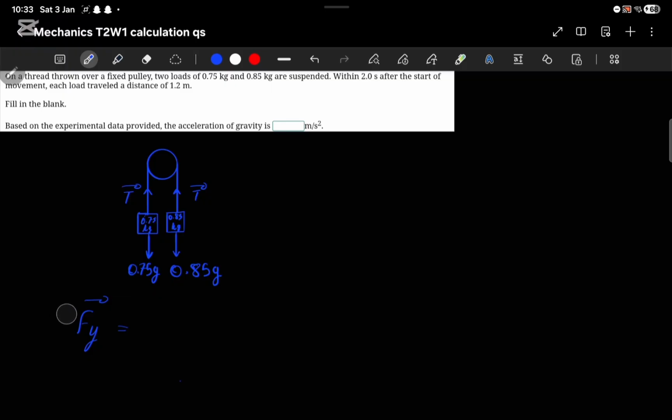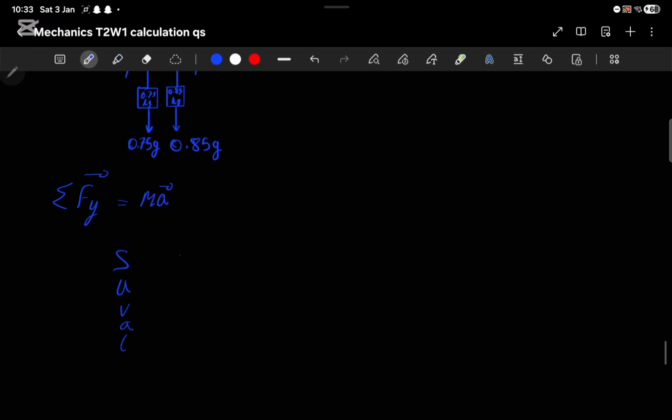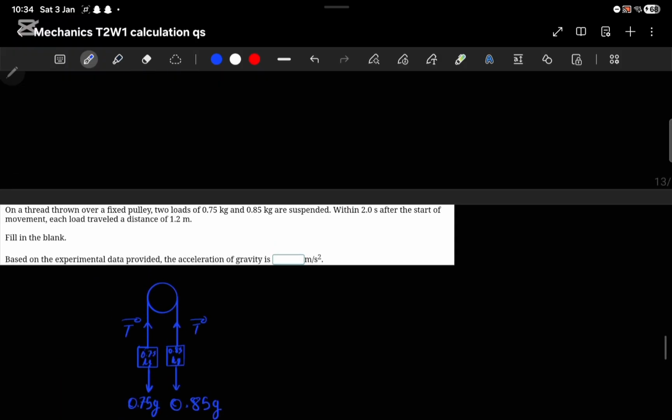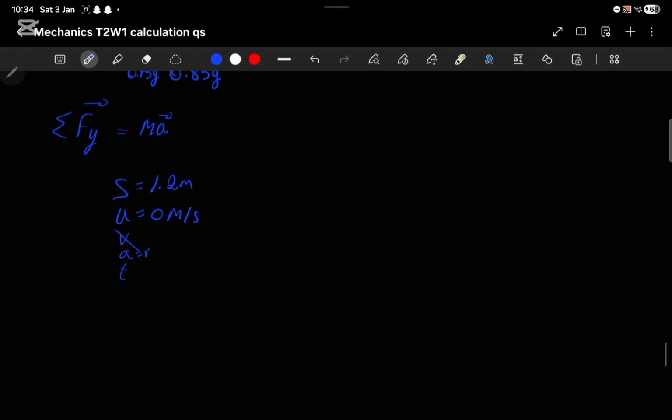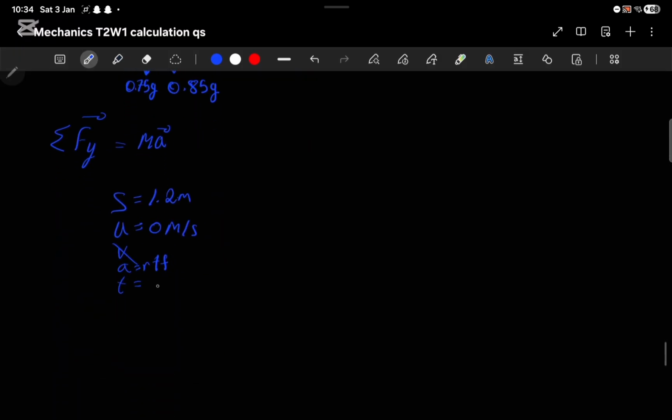Now, sigma of y is equal to ma, right? So we need to find a. A is going to be constant throughout this pulley. So if I find one a, it's fine. The other is basically there. So how do I find it? Let me use the equations of motion. S is my displacement. I have that as 1.2 meters. U, I have technically 0 meters per second, although it's not given, but you can imply it. V, I don't have. A is what I want to find. And I have T. I have T as what? 2 seconds, right? 2 seconds.